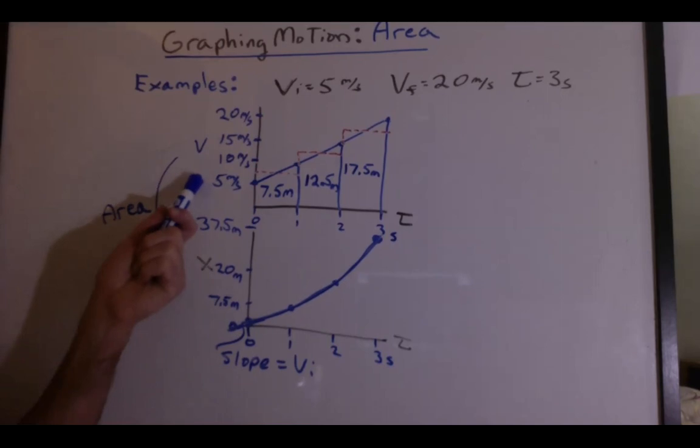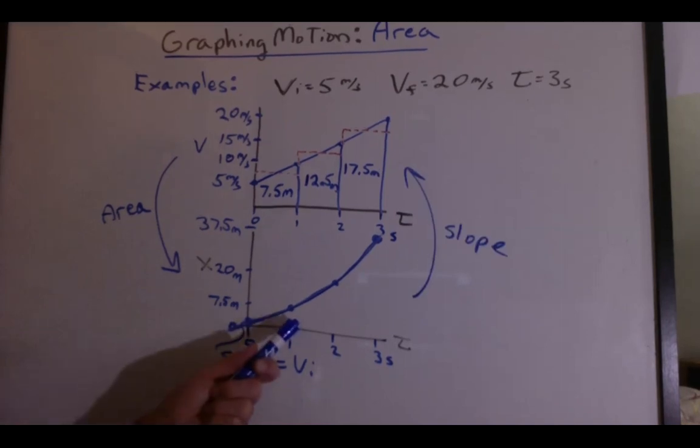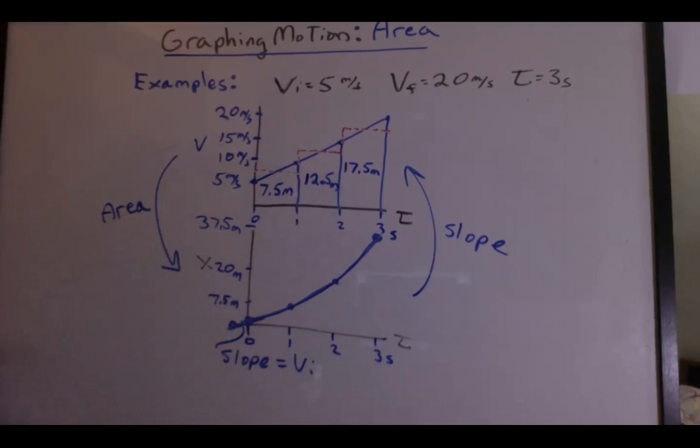So we can look at the area of a velocity versus time graph and construct a position versus time graph. And we can look at the slope of a position versus time graph and get a velocity versus time graph.